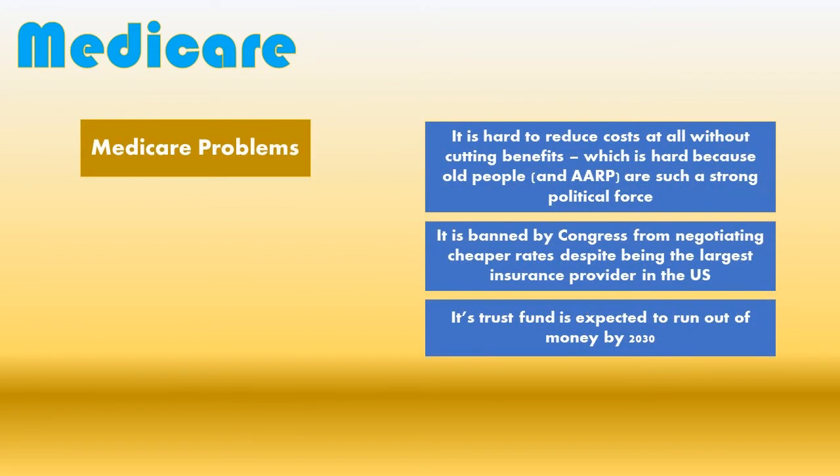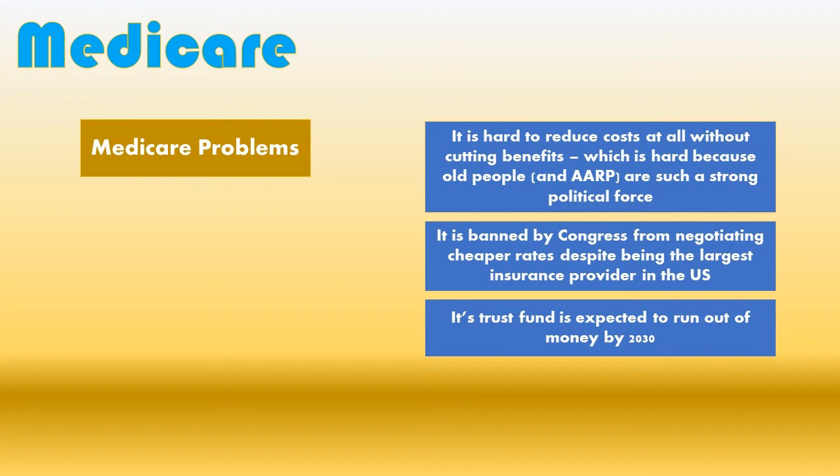But there's a lot of problems with Medicare. It is very expensive, and it's hard to bring the cost down without getting rid of some benefits. And it's hard to get rid of benefits because old people are a strong political force. They vote all the time. Interest groups like AARP make sure that Medicare is a really useful program with lots of benefits. This is another weird thing.